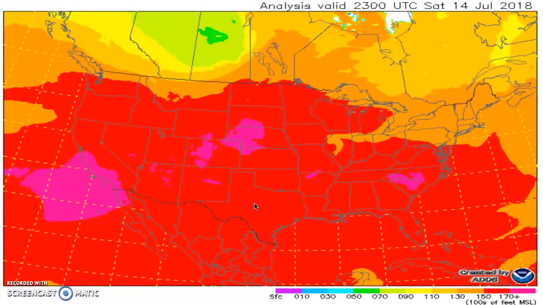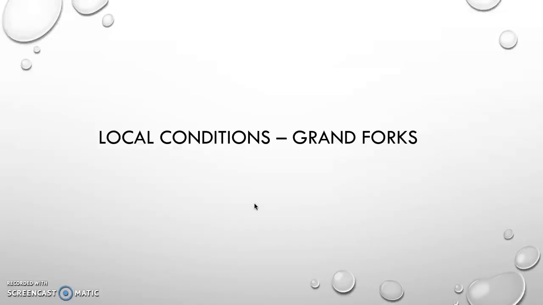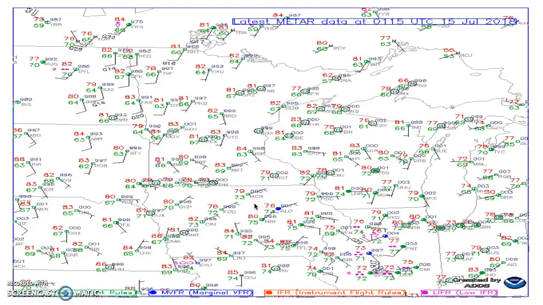Now move on to the freezing level. Looks like the freezing level for most of the United States is anywhere from 15,000 feet to 17,000 feet. Some areas scattered a little lower at 13 and some scattered higher at 17,000 up to flight level 180. Now move on to the local conditions in Grand Forks. Here are the METARs as of 1:15 Zulu on July 15th, about 8:45, 7:45 local time.